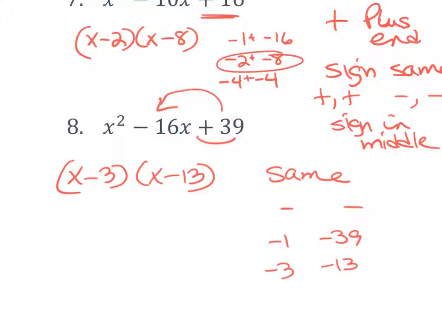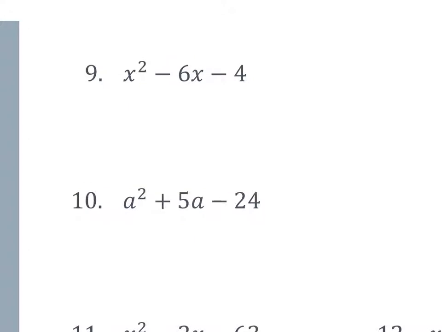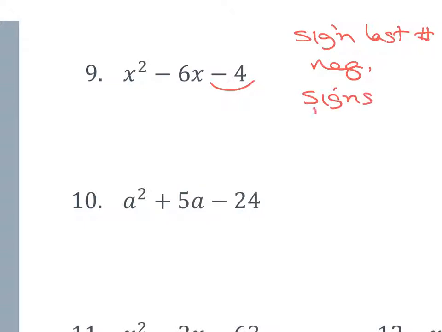Next, we're going to switch it up. Now, the next examples are going to have negative at the end of the trinomial. So now, again, when the sign on the last number, or the end, is negative, this tells me that the signs have to be different. So one's going to be positive, one's going to be negative.